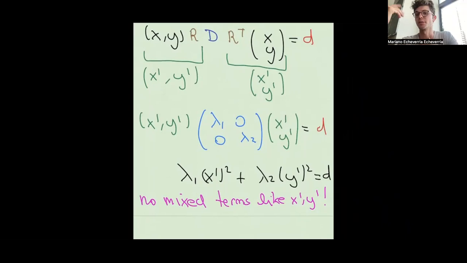Of course, depending on the sign of d over lambda 1, it needs to be positive for that to be a circle. If it were negative, the equation would have no solution, which is fine. But I'm just saying, lambda 1 equals lambda 2 is allowed. It's just a very straightforward situation. Is that answering your question?